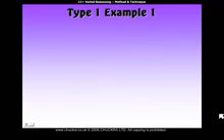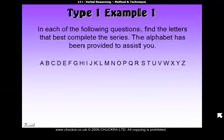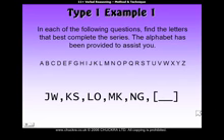Type 1, Example 1. In each of the following questions, find the letters that best complete the series. The alphabet has been provided to assist you. So here's our example: JW, KS, LO, MK and NG. We have to find the missing pair that best completes this series. There's going to be a pattern within these letters which tells us how we're going to find our answer.